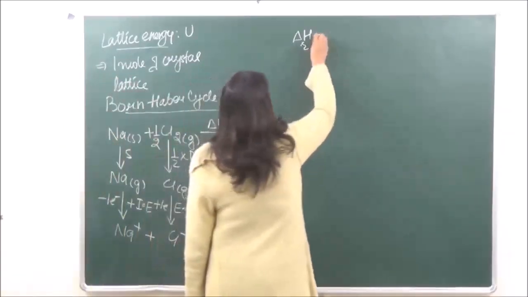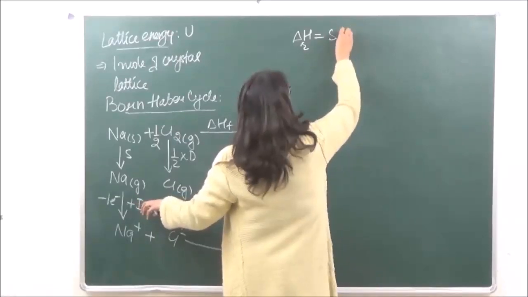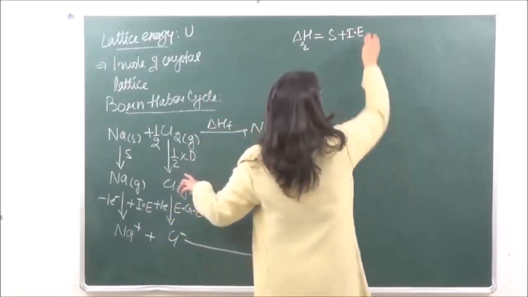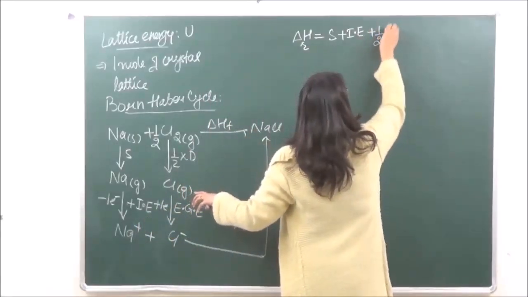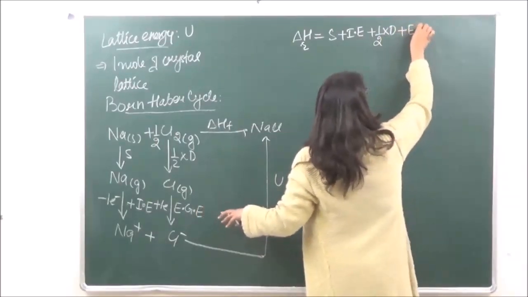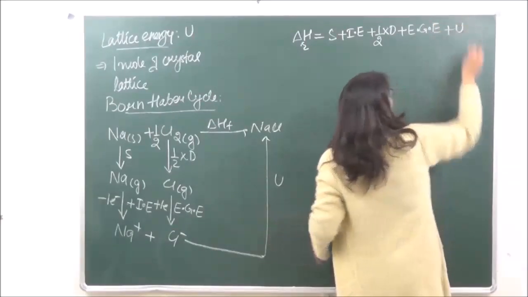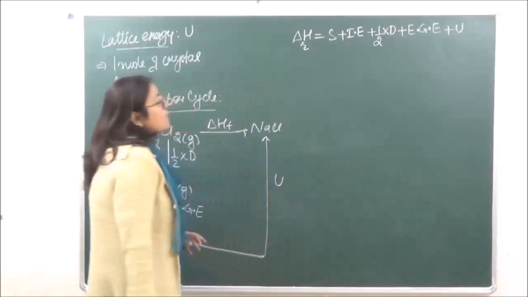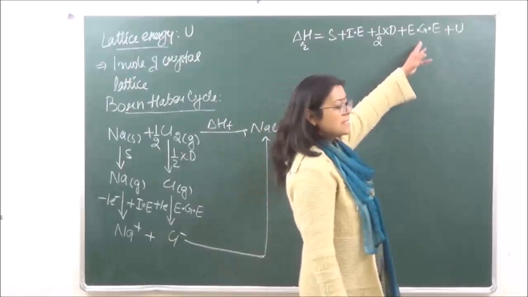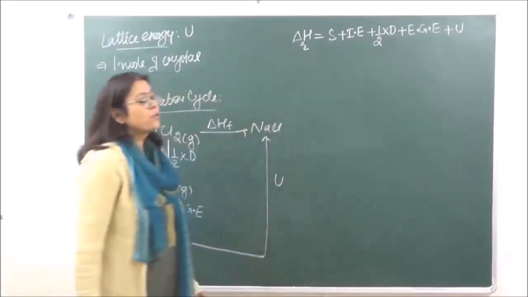So what will delta HR come out to be? That is going to be sublimation energy plus ionization energy plus half of dissociation energy plus electron gain enthalpy plus lattice energy. Okay? Now in this case there are two factors which are going to have a negative value. The first one, electron gain enthalpy, will have a negative value, and the second, lattice energy, is also going to have a negative value.